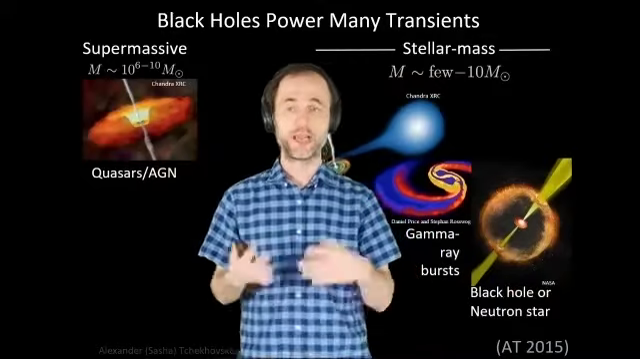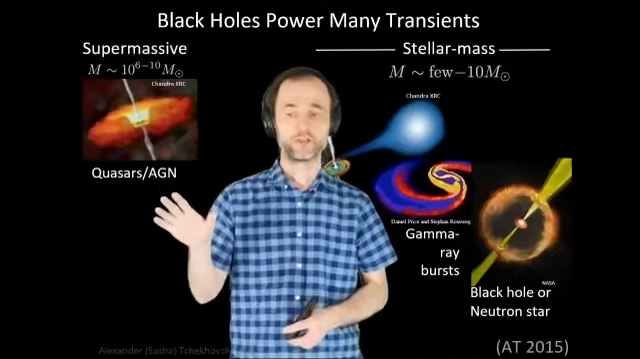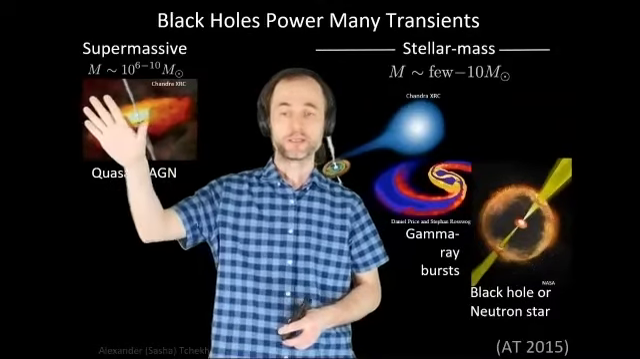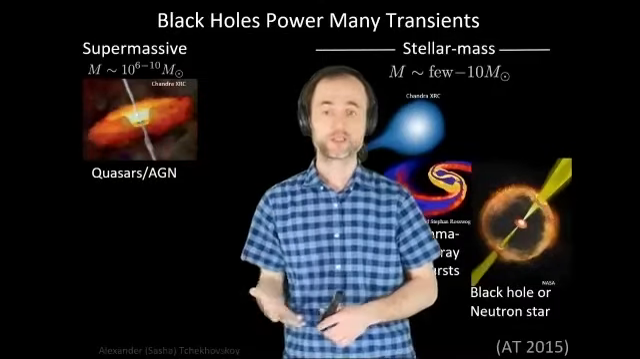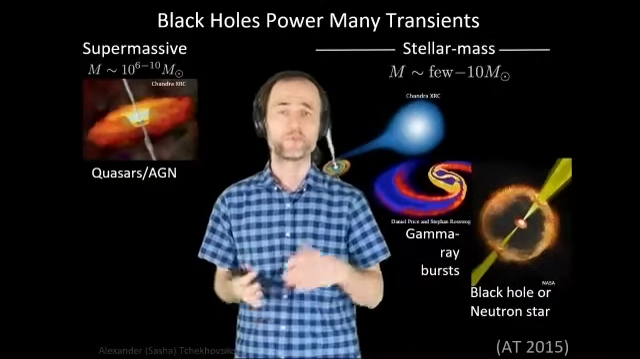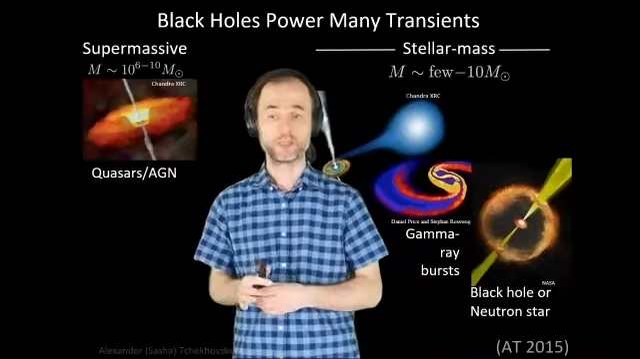So obviously, one place to find black holes is at the centers of galaxies. So these are quasars or active galactic nuclei. At the center of every respectable galaxy, there is a supermassive black hole with a mass of a few million to a few billion solar masses.